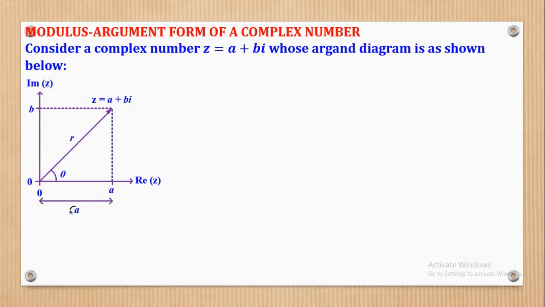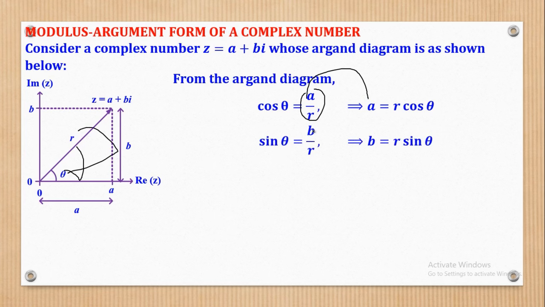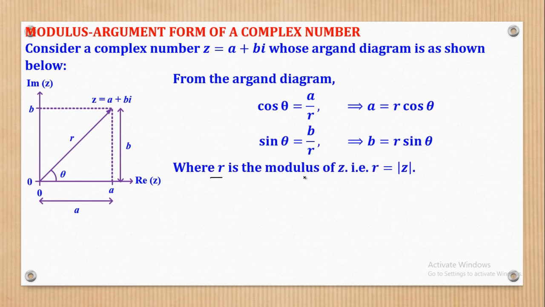From here it is a units, and from here it is b units. Therefore we realize that I have got a right angled triangle, and with that right angled triangle I can get the expression of cos theta and sin theta. So cos theta is equal to adjacent over hypotenuse, which is a over r. Now when I make a the subject, it will be r cos theta. What about sin theta? Sin theta will be opposite over hypotenuse, which is b over r. Now when I make b the subject, I'll come up with r sin theta. Therefore, r is the modulus of z, in other words, r is equal to |z|.